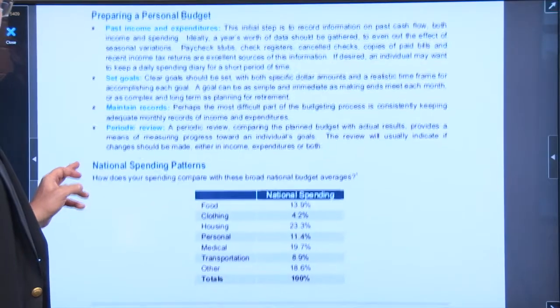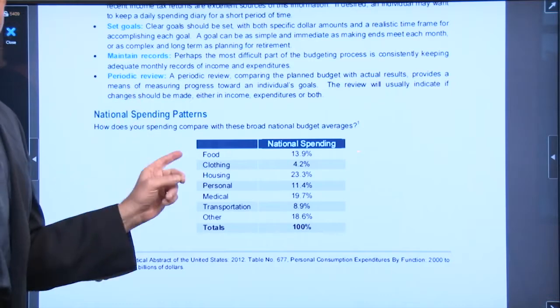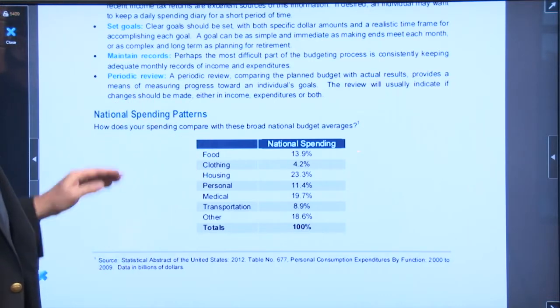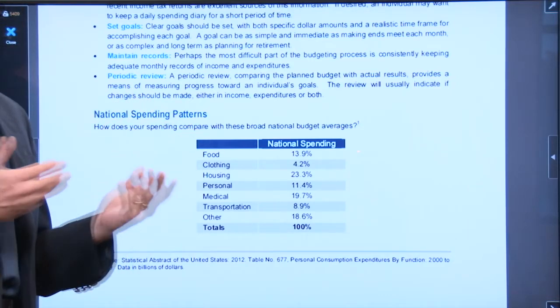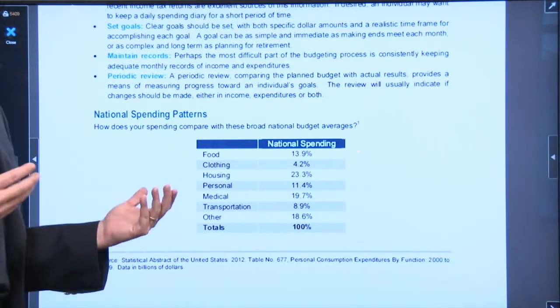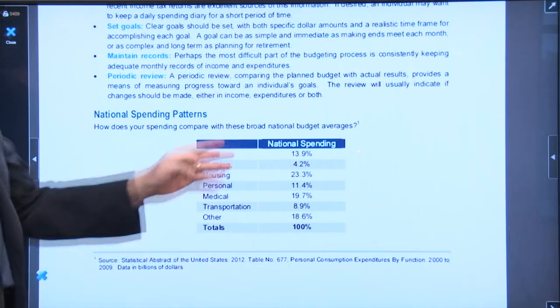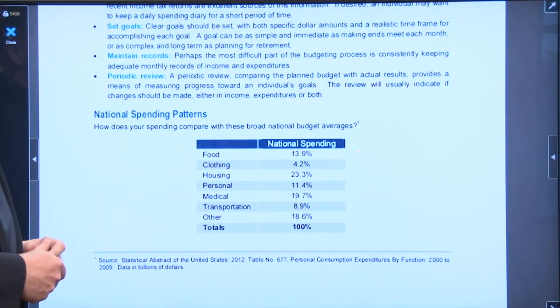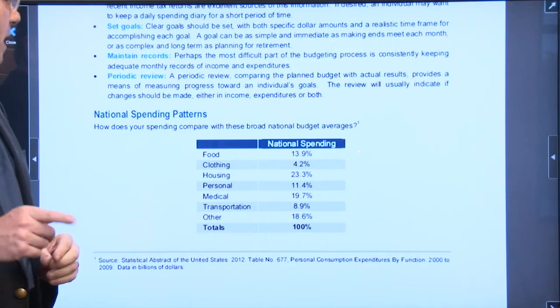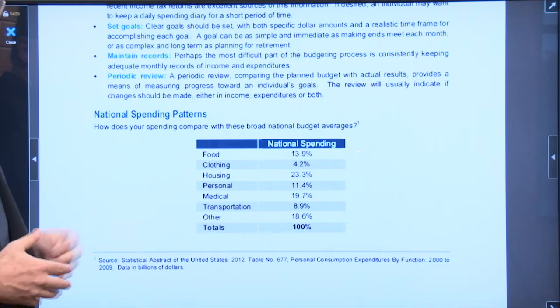Now, look at this. This is fascinating to me, and I thought you'd really appreciate it as well. These are the national spending patterns. How does your spending compare? I always like to show this to the client because they always have a great time with this, and it's really a good icebreaker. The national spending is: you spend 13.9%, almost 14%, on food, 4.2% on clothing, almost a quarter of your income on housing.